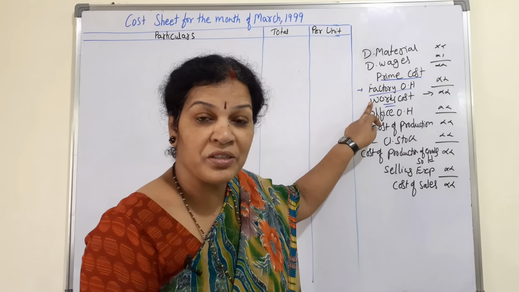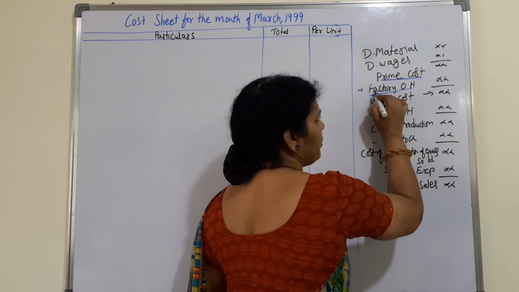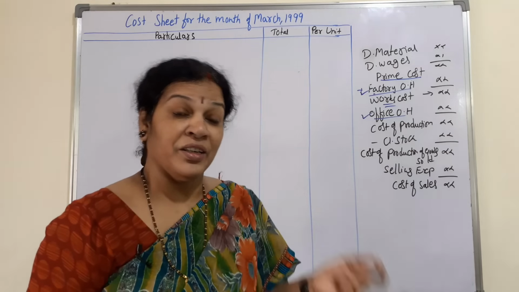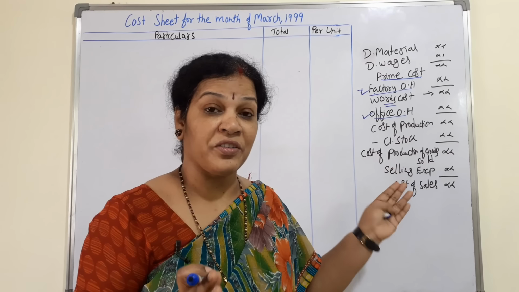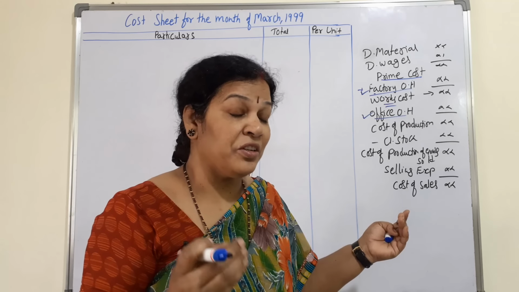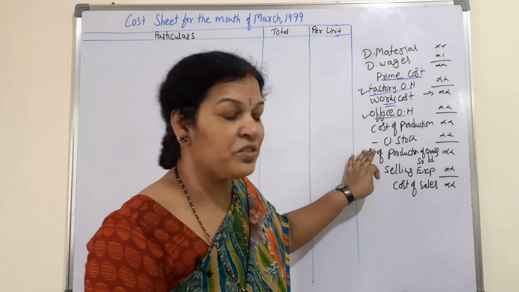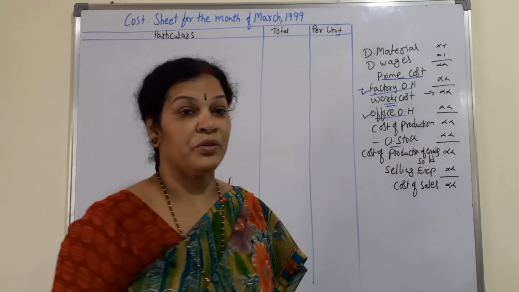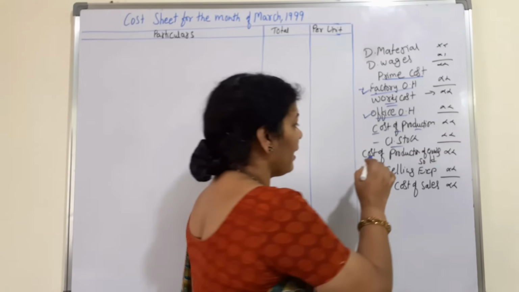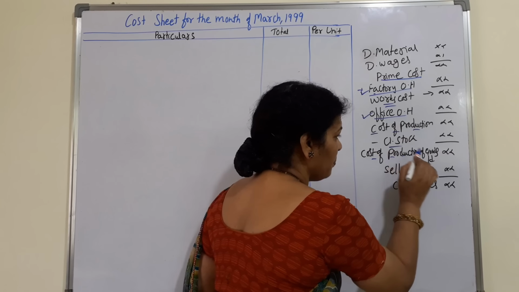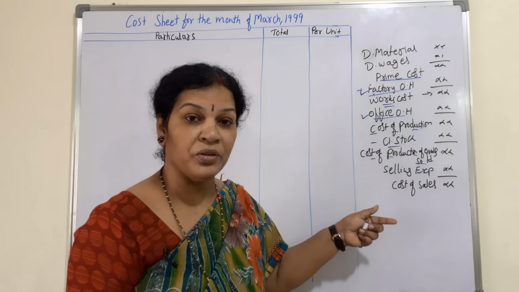Once you get works cost or factory cost, then we have to add office overheads. Factory overheads are over. Next, office overheads. If we add office overheads, we will get cost of production. Once you get cost of production, if you find any closing stock, you have to deduct it. If you deduct, you will get cost of production of goods sold. This is cost of production, and after deducting closing stock, cost of production of goods sold, okay.